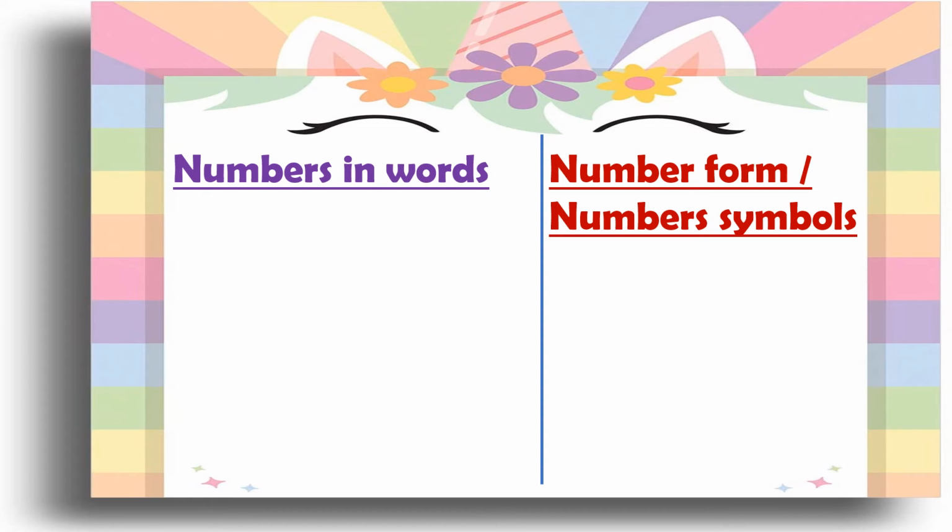Students, on our screen, we have numbers and words and number form or numbers and symbols. I'm going to show you examples. For example, 205. How can you write 205 in number form or number symbols? You can write this one, 2, 0, and 5. When you read these number symbols in numbers and words is 205.